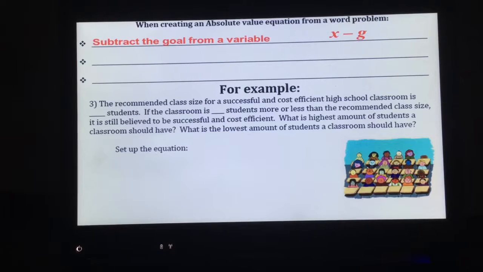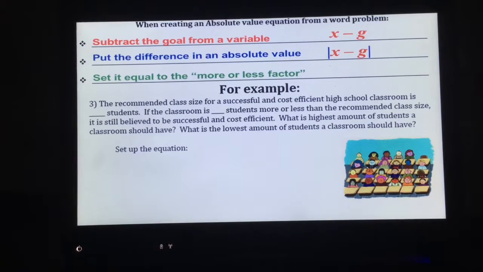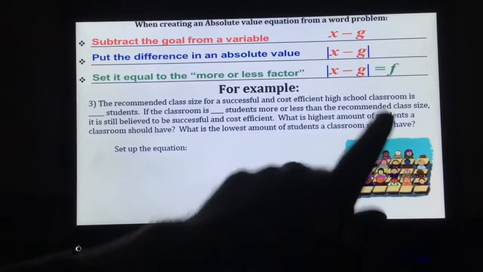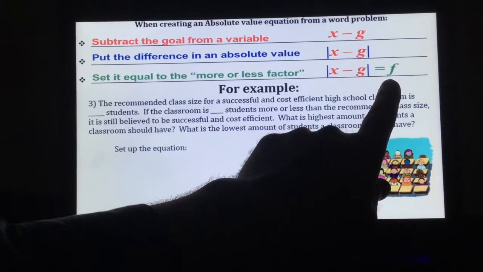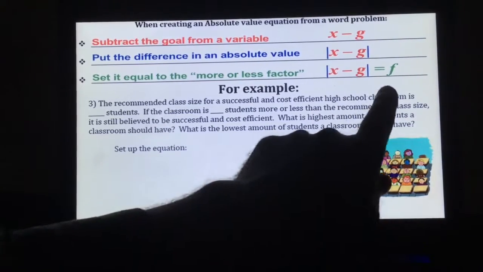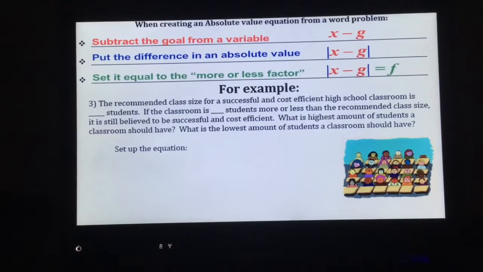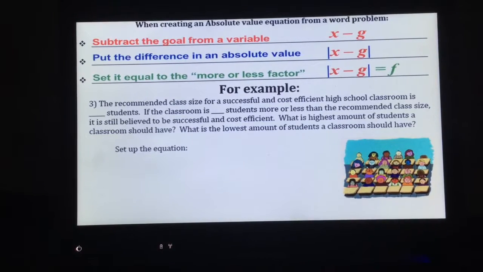Now, with this difference, we can go to step 2. Step 2 is to put the difference in the absolute value symbols. So here's my absolute values around the difference. Okay. Step 3 is to set the absolute value equal to the more or less factor. All right, so here's my absolute value. Now it's equal to f, which is the more or less factor. This is the whole setup, okay? Now go ahead and write that down.